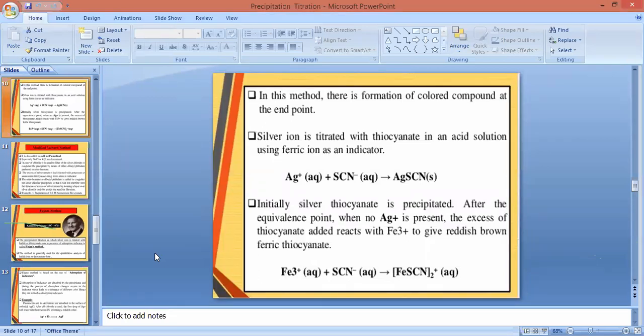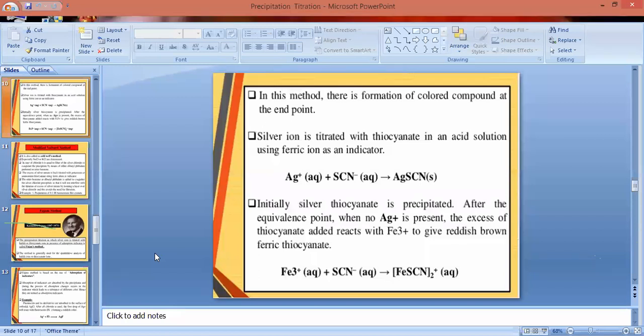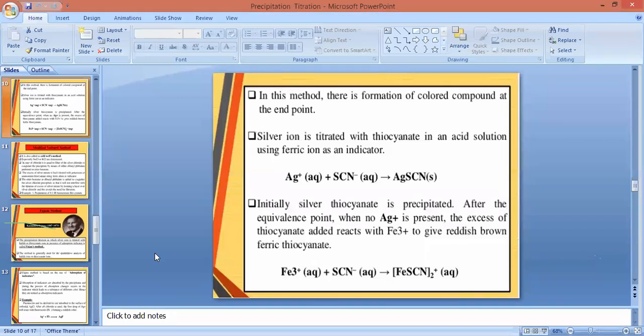In case of Volhard's method of analysis, ferric ion is used as an indicator. Initially, the contents in the conical flask will be the analyte plus an excess solution of silver nitrate. The halide that is present will react with the Ag of silver nitrate, and formation of AgCl, AgBr or AgI precipitate will take place. The unreacted, excess Ag we are going to back titrate with the second standard solution, that is ammonium thiocyanate. So initially silver thiocyanate is precipitated out due to the reaction between the standard solution, thiocyanate, and Ag.